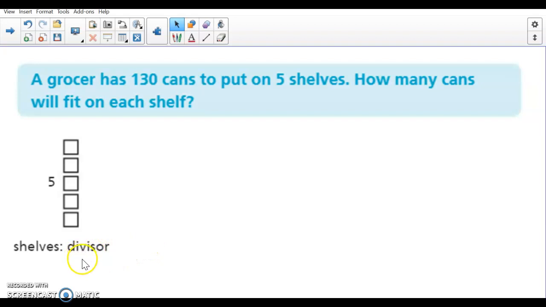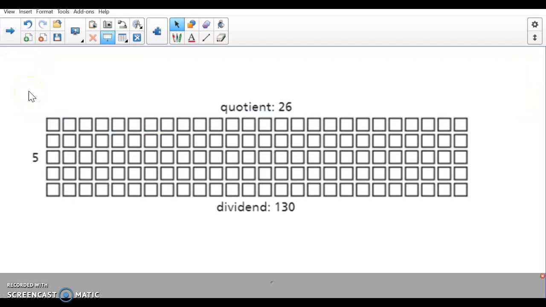That shelf is going to be our divisor, and 130 is our dividend. That's our total number that we're starting with. So we want to divide that into 5 equal groups. That could look something like this, where you would have your 5 rows or 5 shelves. If you kept adding a can or a square evenly to each one, 5 and 5 and 5 and 5, eventually we'd show that we have 26 cans on each shelf, or our quotient, our answer, is 26, and we didn't have any left over. There's an equal amount on each shelf, so there is no remainder.